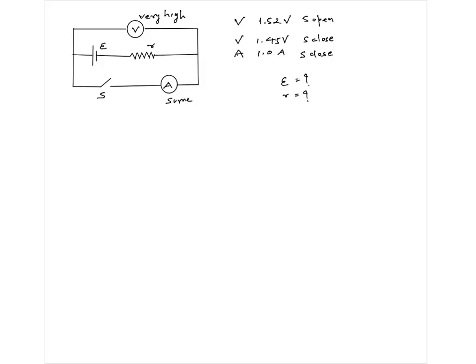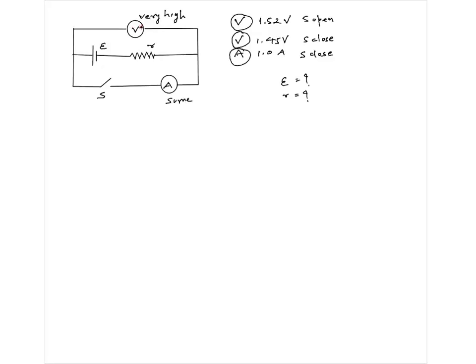The purpose of this experiment is to find the EMF of the battery and the internal resistance of the battery. First, switch S was kept open, just like this. Open switch means it is not connecting. When the switch is open, the voltmeter reads 1.52 volts. Now the switch is closed and the voltmeter and ammeter readings are recorded. The voltmeter showed 1.45 volts, the ammeter showed 1.0 amperes.